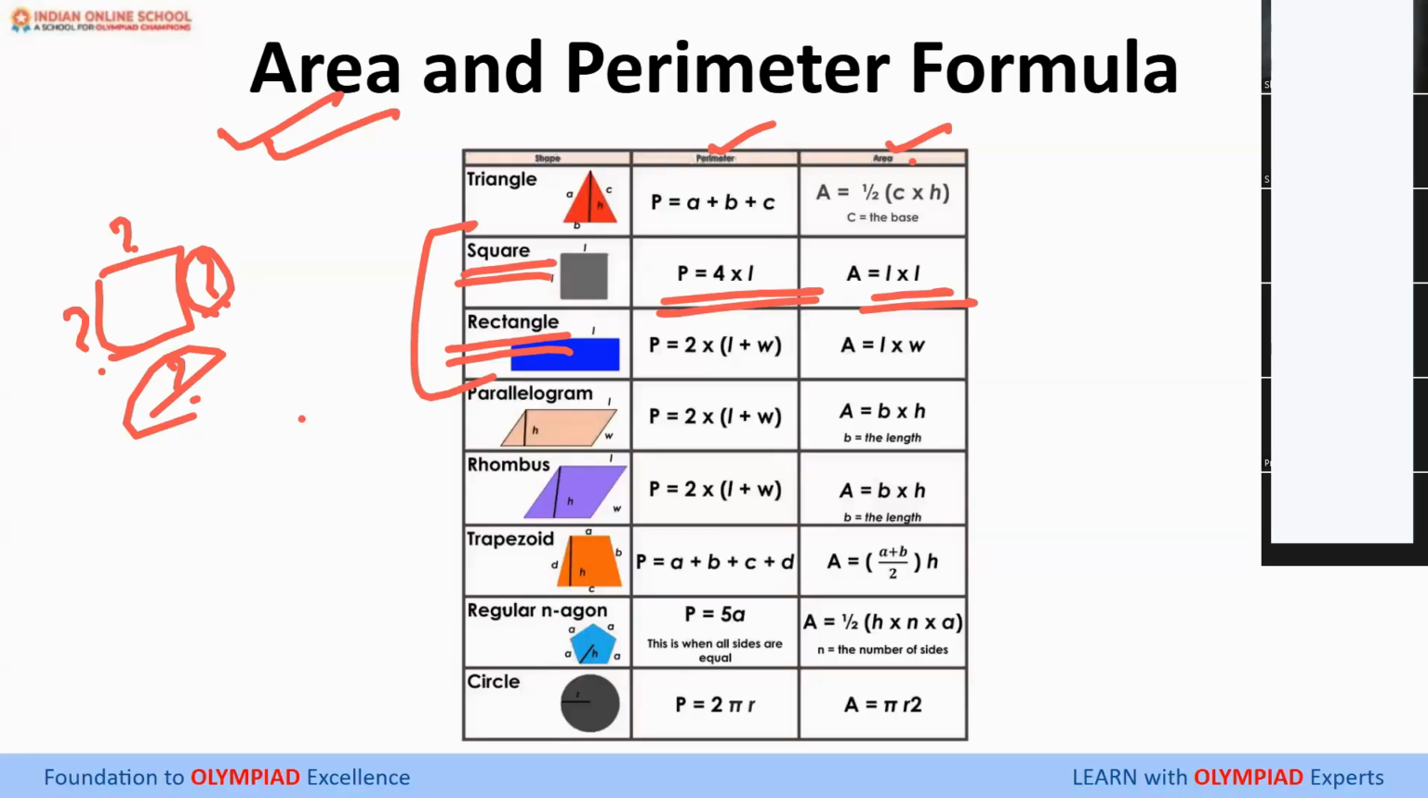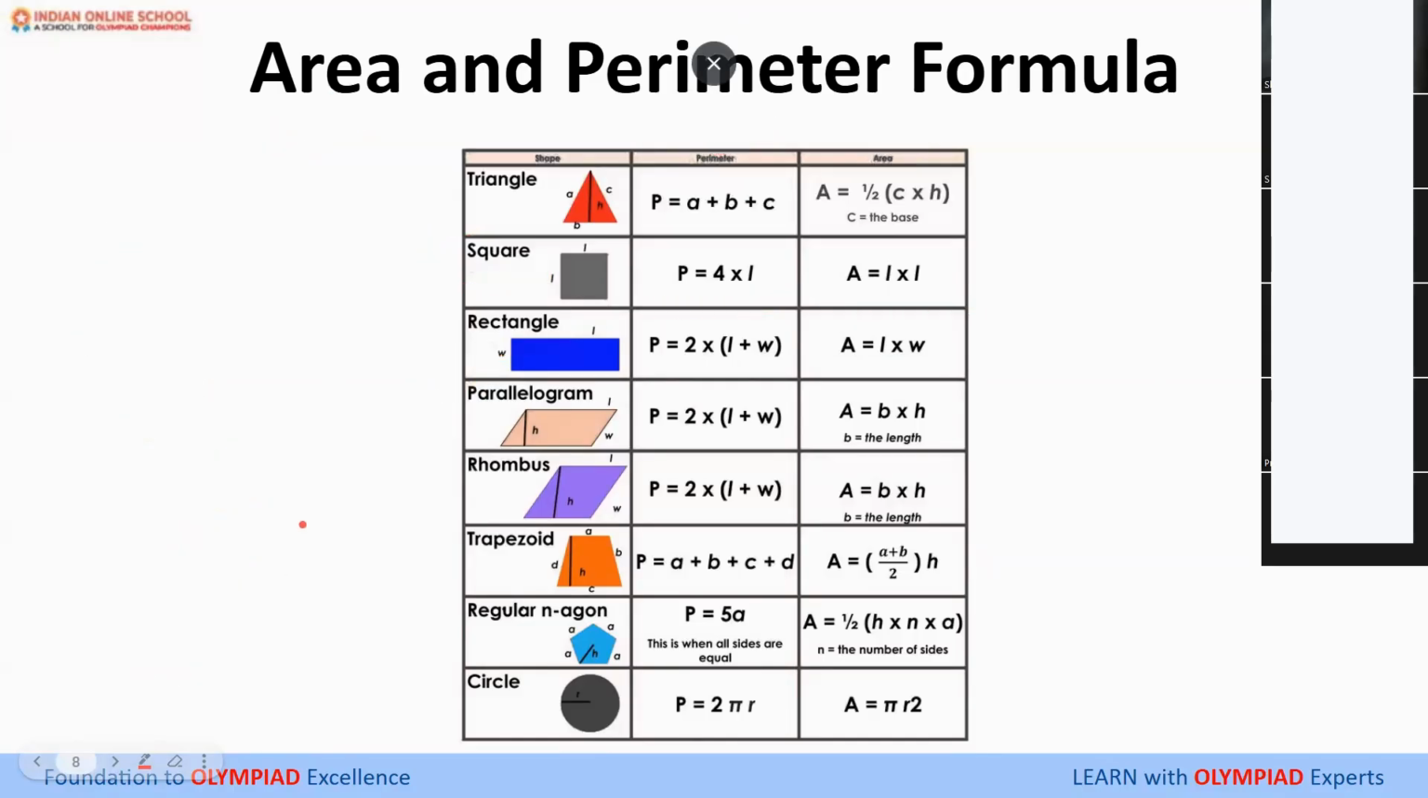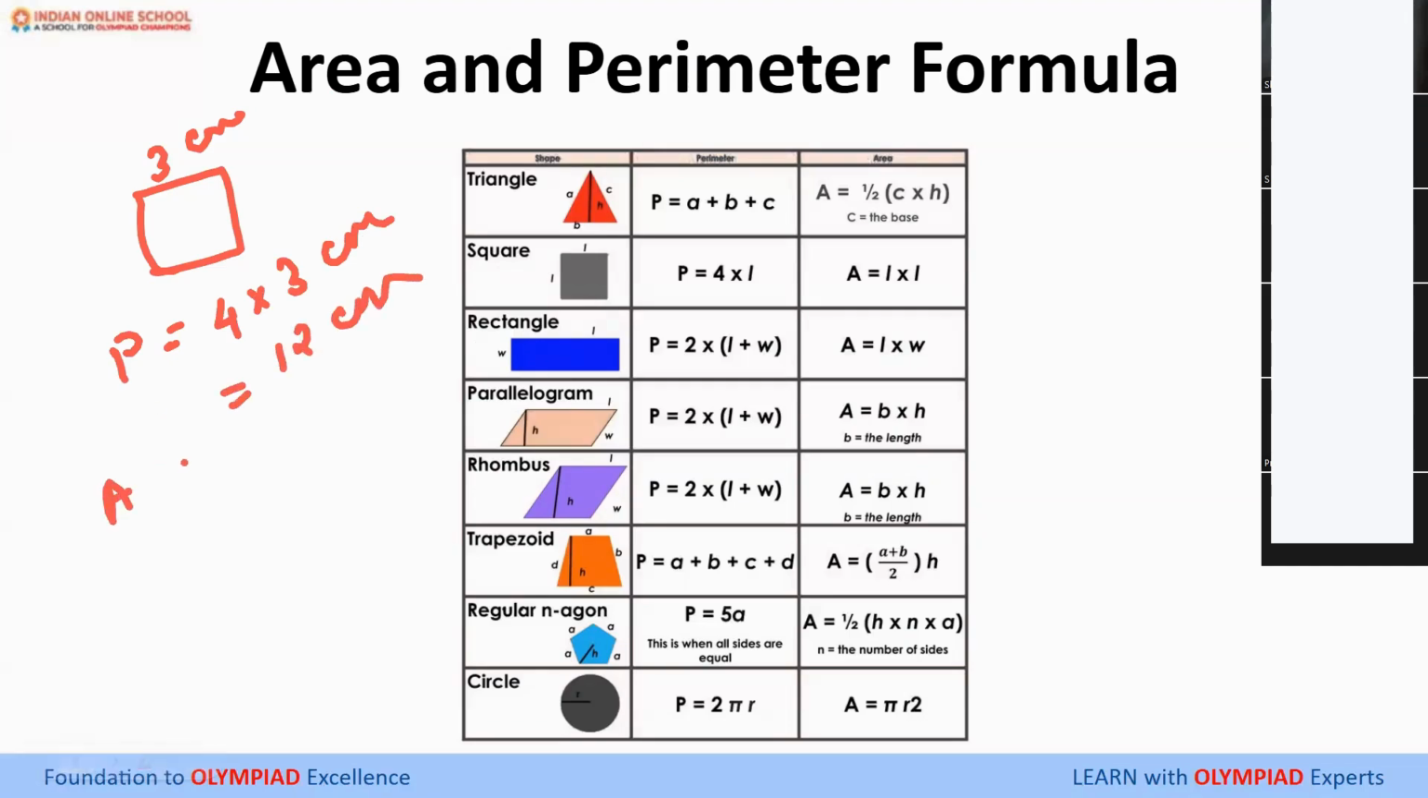So in case of a square, since there is no different length and breadth, all of the sides are equal. Suppose I have a square of 4 centimeter. So what should I do? The perimeter of this is, let me change it for you, otherwise you will get confused. Let's say I have a square of 3 centimeter. The perimeter of the square is 4 times 3 centimeter. That's 12 centimeter.